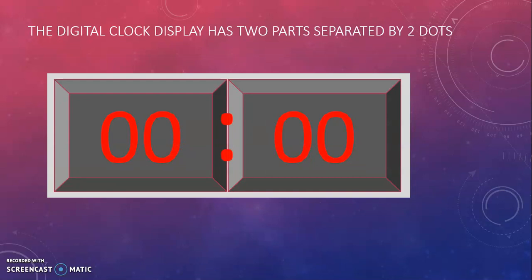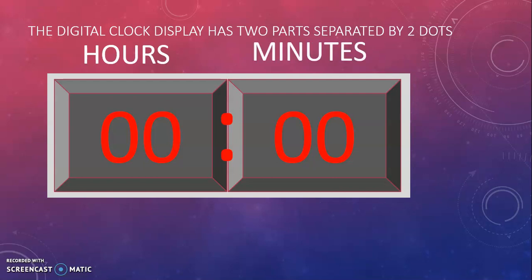The digital clock display has two parts, separated by these two dots. The first section on the left tells us information about the hours, while the second section on the right tells us about minutes.